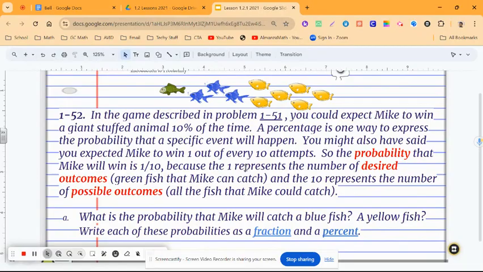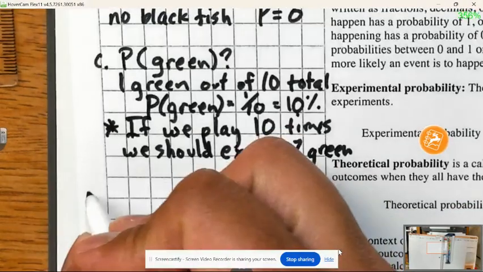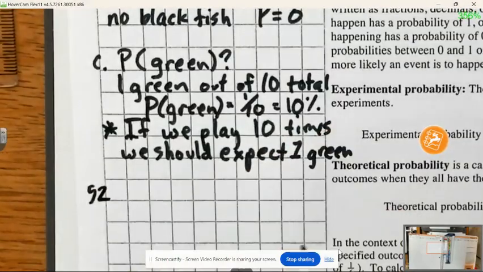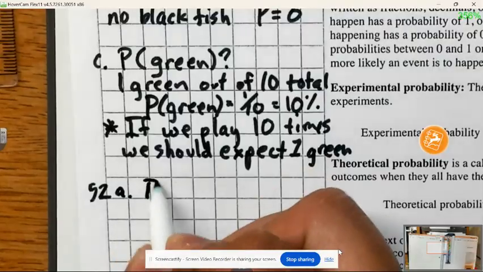So this is the probability, how it's set up. Now this basically says if he gets a green fish 10% of the time, that means 1 out of 10. The desired outcome would be the green fish, that's how many there are, and the possible outcomes is 10, how many times he's going to get it. So number 52 in the book is asking, what is the probability that he is going to catch a blue fish?